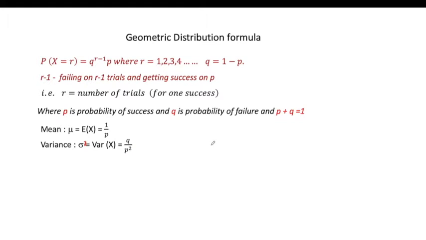Now, basically that's it. Before I go to the first example, make sure you understand this. Maybe I'll write it over here. Variance equals sigma square equals Var(X) equals q over p square.